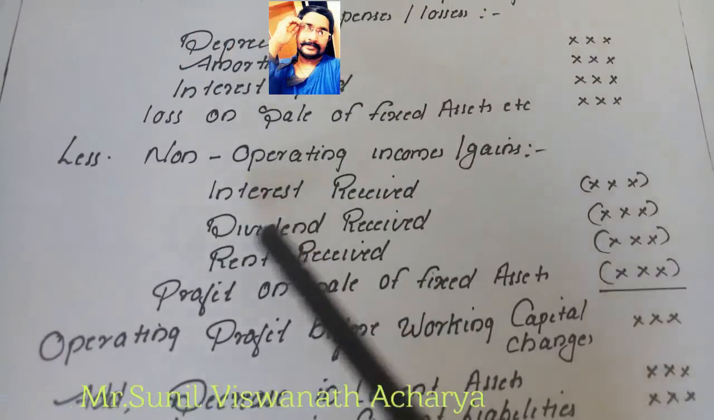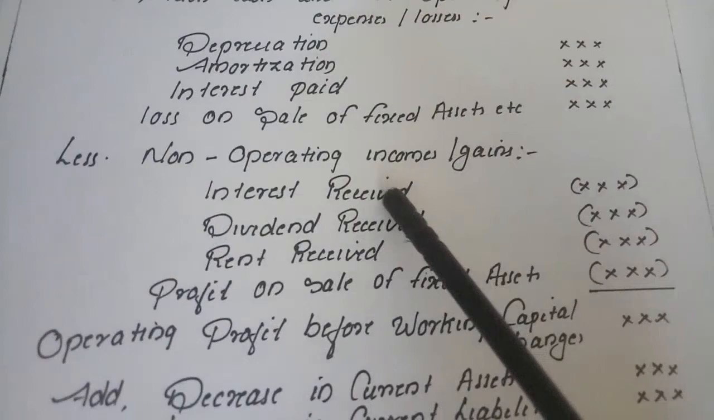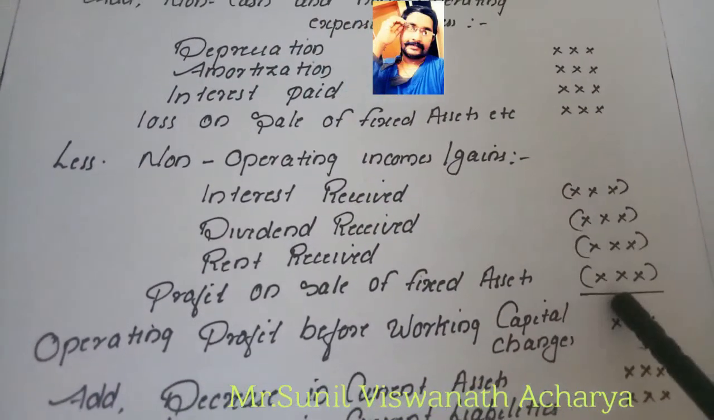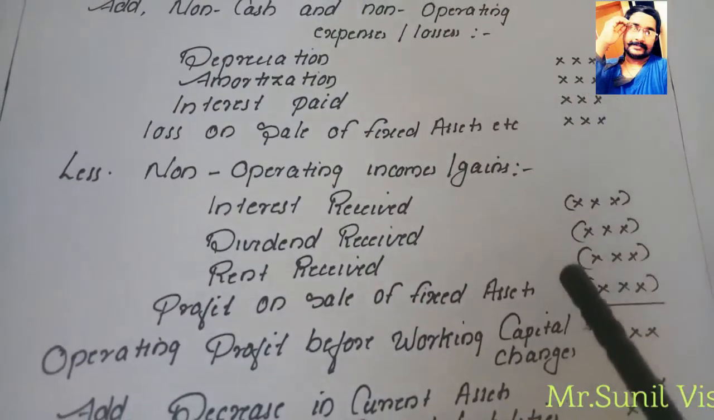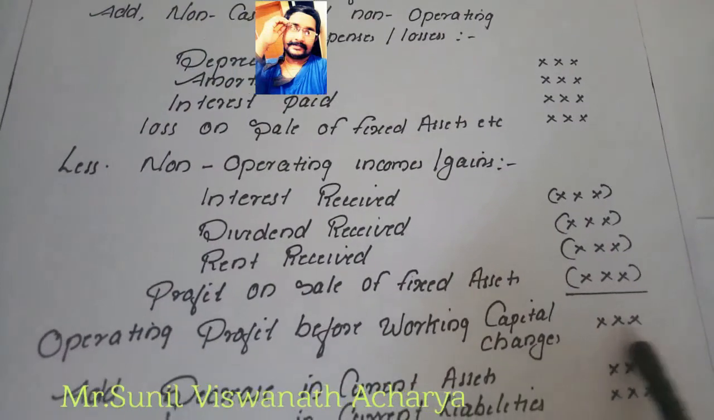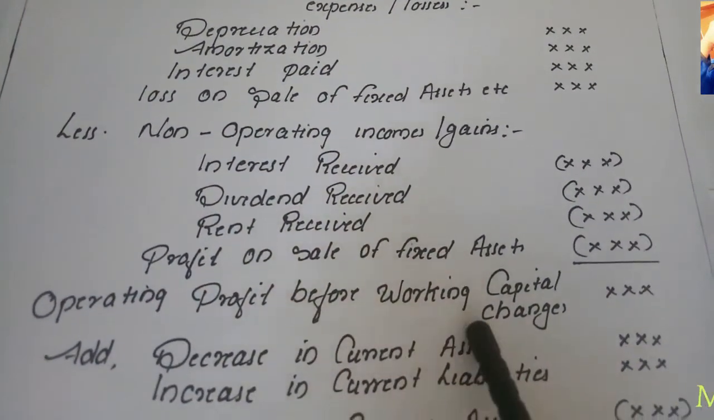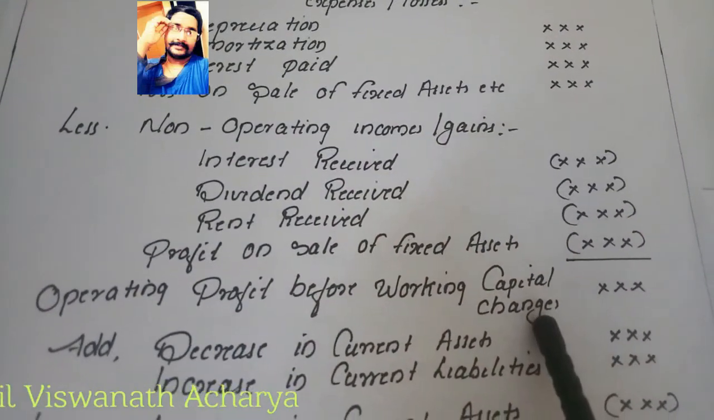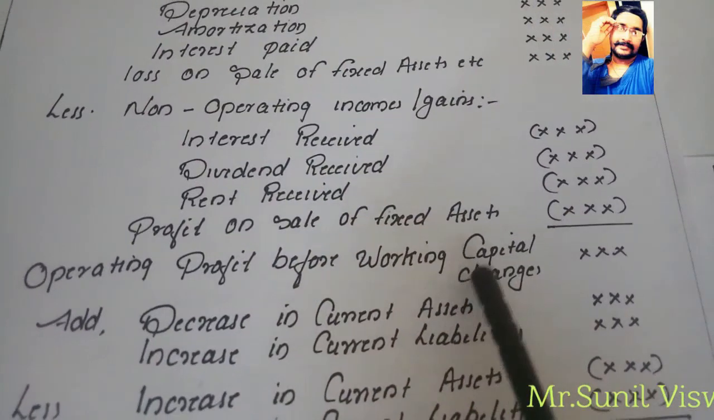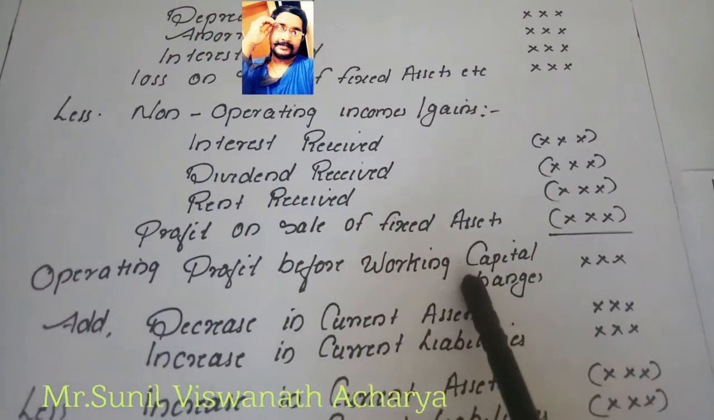So interest received, dividend received, rent received, profit on sale of fixed asset we have to minus. Okay, so the minus items you all have to put in brackets, because we have to minus them. Then after doing this we will get one result. This result we will call operating profit before working capital changes. So this is known as operating profit before working capital changes. This format as such you have to study well. This heading and all are very important.